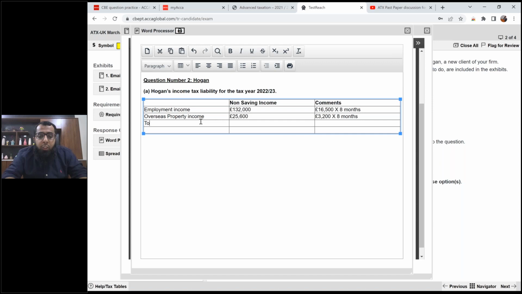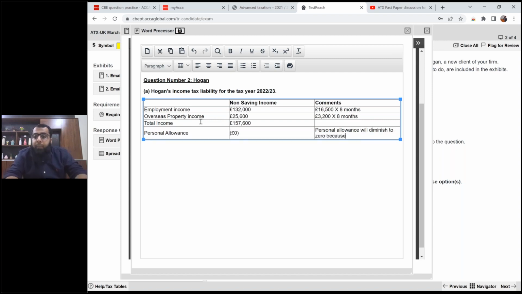Now, our total income will be, can anyone tell me? 132,000 plus 25,600, so it's 157,600. Now there will be a personal allowance, but obviously the personal allowance will diminish to zero. Can anyone tell me why the personal allowance will diminish to zero? Yes, because the income exceeds the threshold amount.